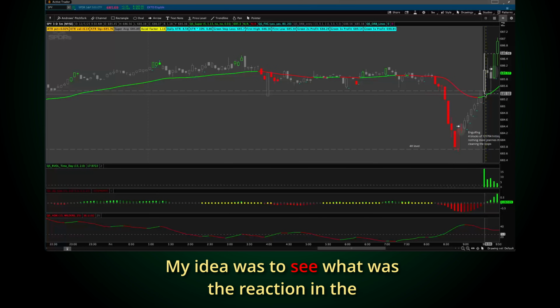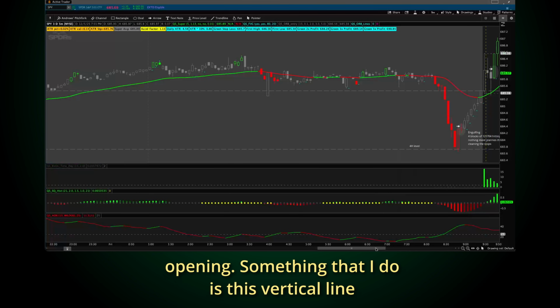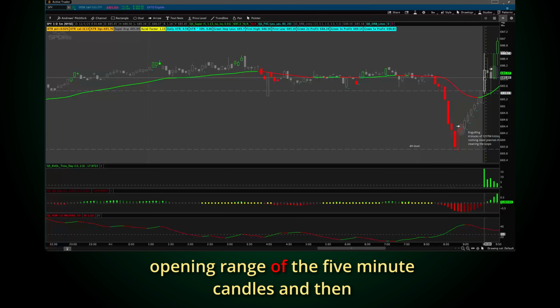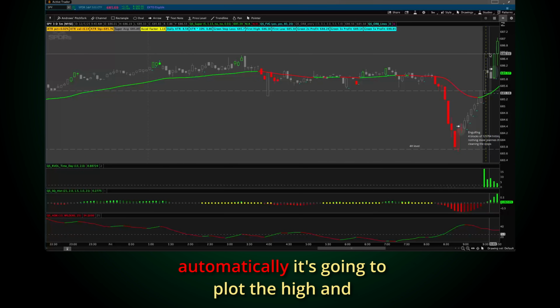My idea was to see what the reaction would be at the opening. Something that I do is this vertical line at 9:35, because I'm looking at the opening range of the 5-minute candles, and then automatically it plots the high and the low.